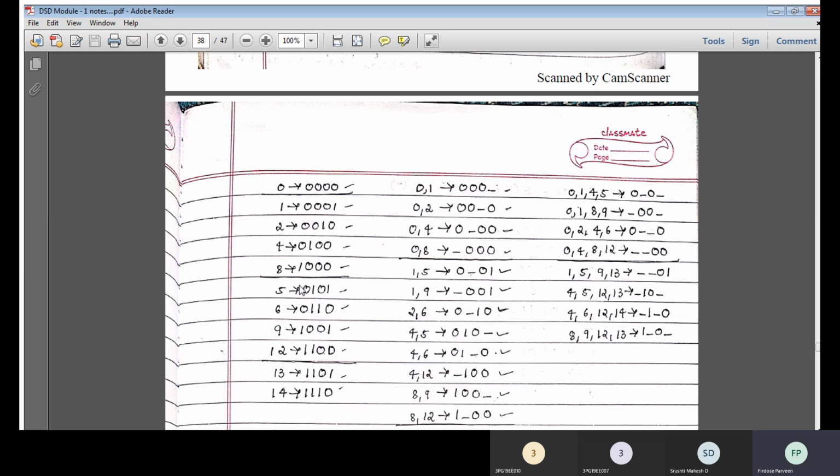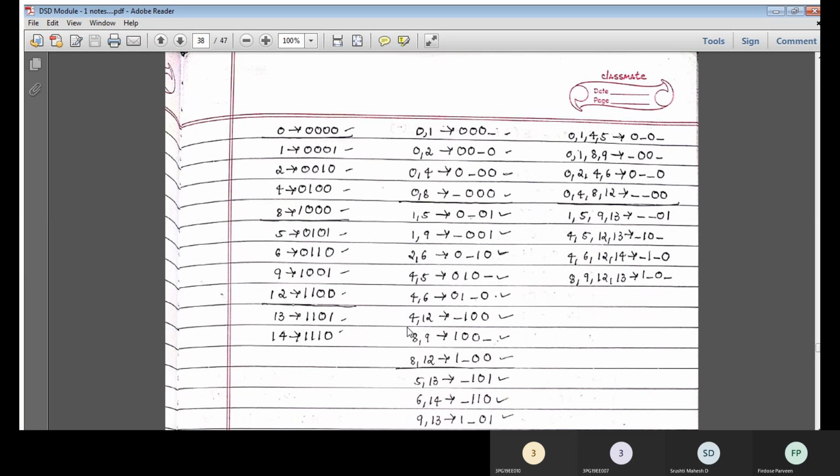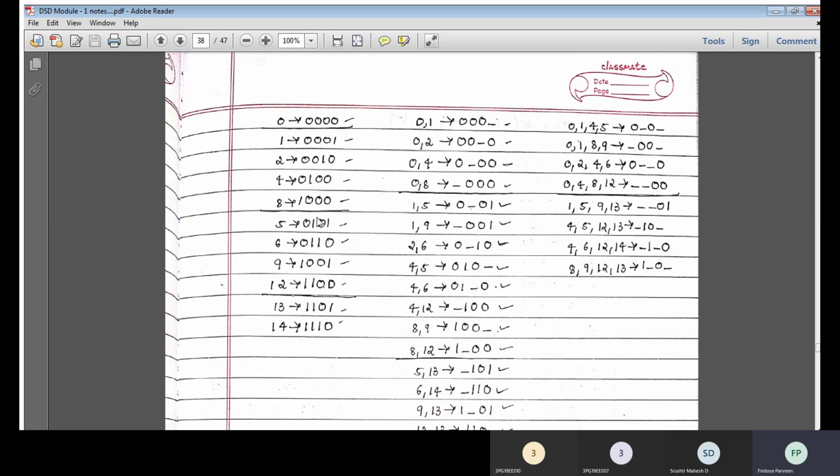So next, 5 and 13, I'll see. Can it be compared? 0, 1, 0, 1. Here it is 1, 1, 0, 1. So only the first position is varying. So I'll be writing dash, 1, 0, 1. And 5 and 14 can be compared? No, because it is varying in more than one position. So I cannot compare 5 and 14.